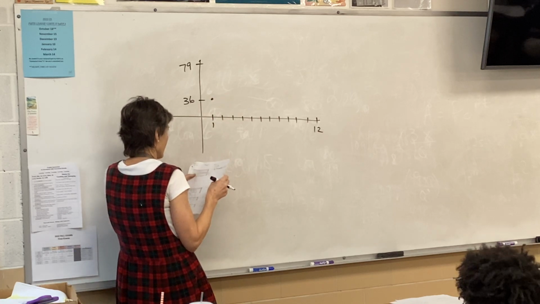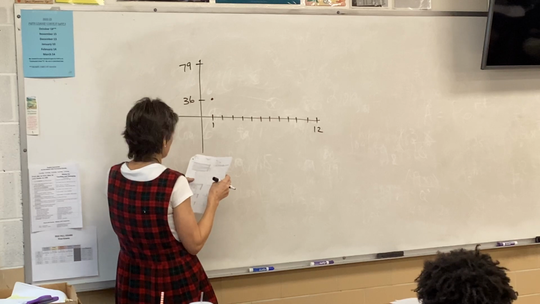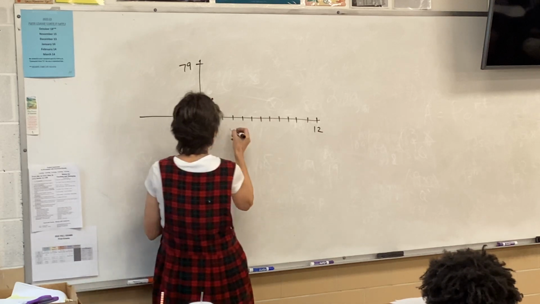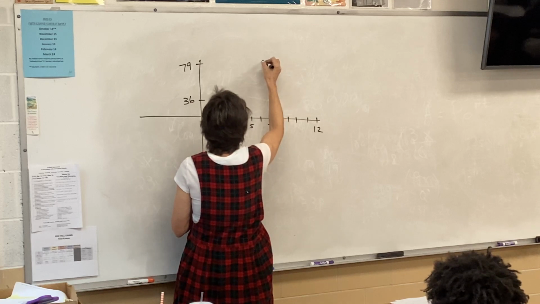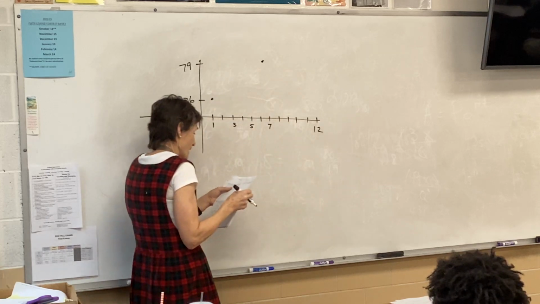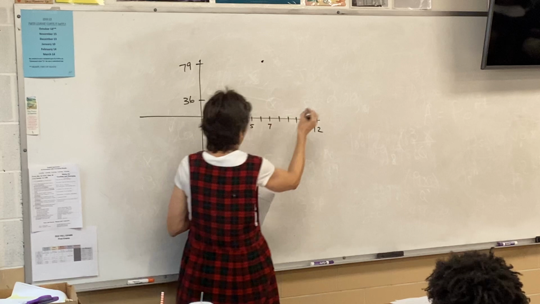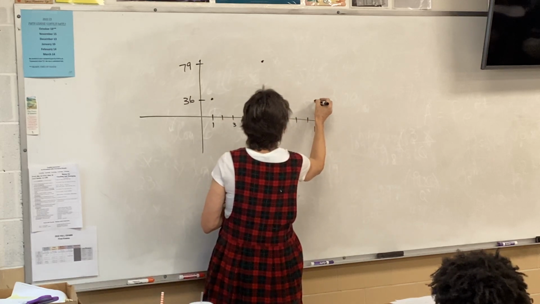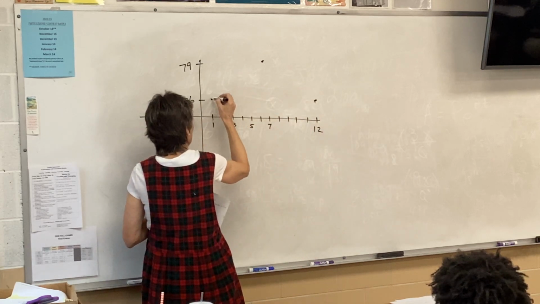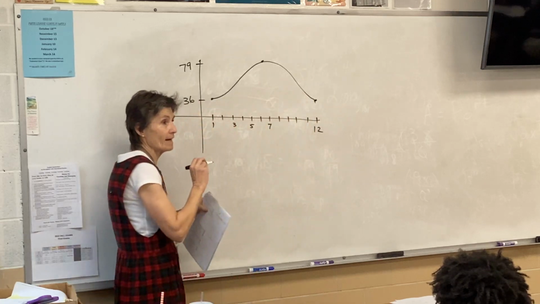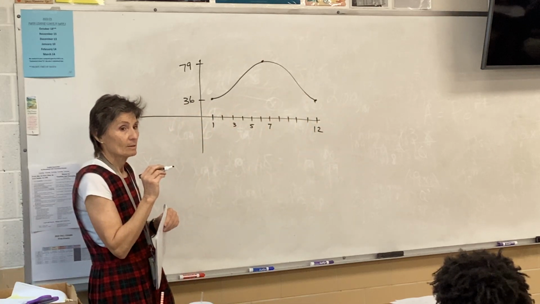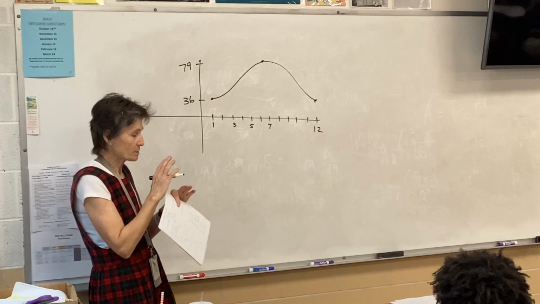At month, where am I? So at month 7, I'm at 79. And at month 12, I'm back to 36 again. Now, I'm not going to plot all the points, but hopefully you see something like that. Right? So let's just stop.